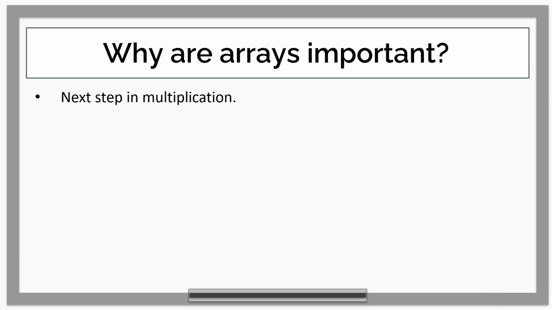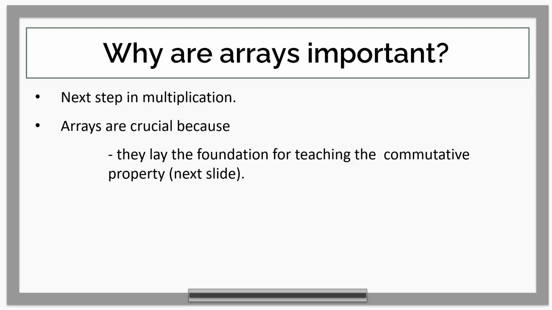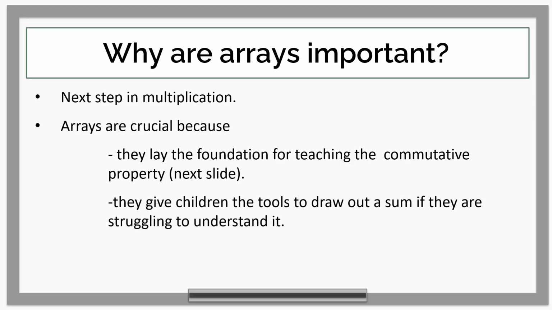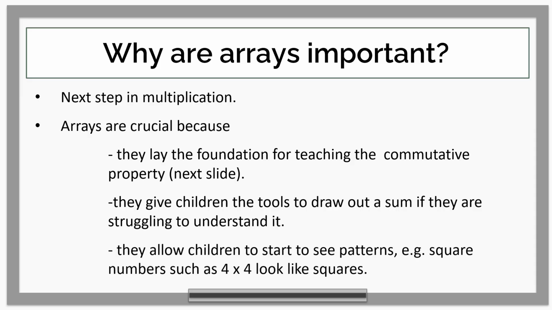Why are arrays important? Well, they're the next step in multiplication. They are crucial because they lay the foundation for teaching the commutative property. They give children the tools to draw out a sum if they're struggling to understand it. They allow children to start to see patterns. For example, square numbers such as 4 multiplied by 4 look like squares, or 3 multiplied by 3 is also a square number. The total is 9, and it looks like a square.